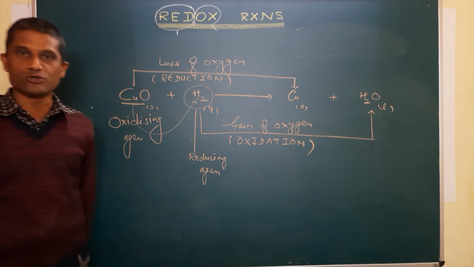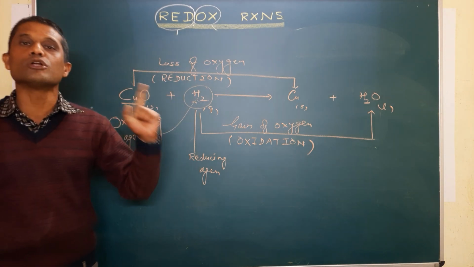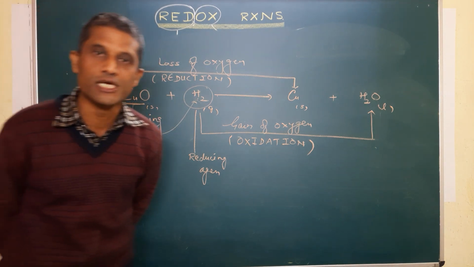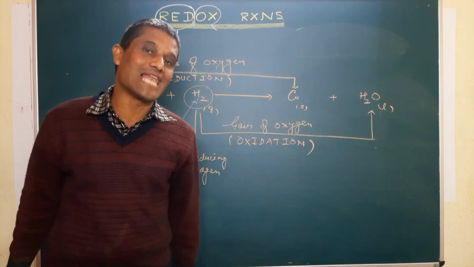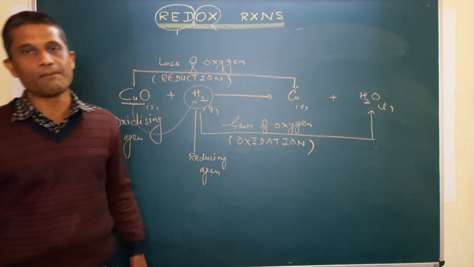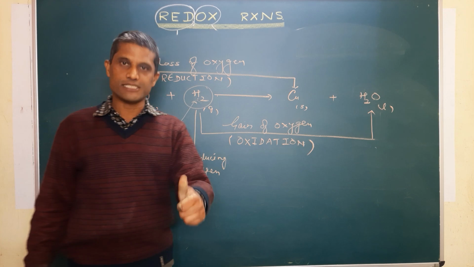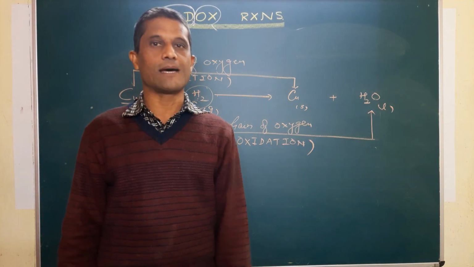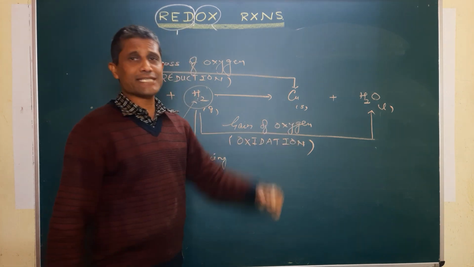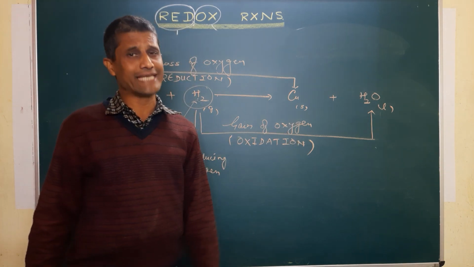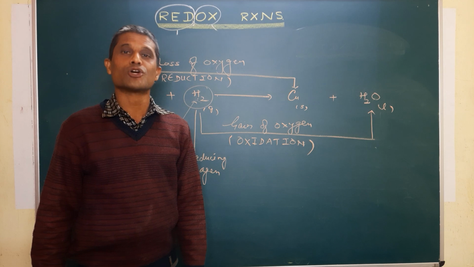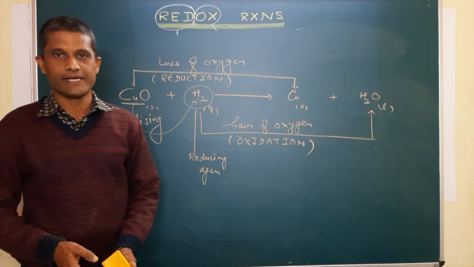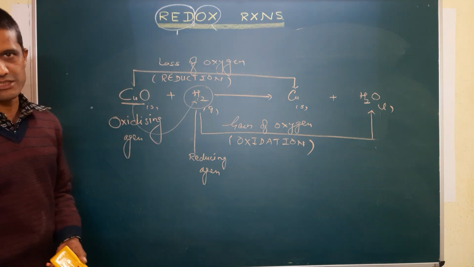So that's all about the redox reaction. We are left with only one definition of oxidation and reduction, which is known as the electronic concept. As I told you at the very opening of this discussion, we are going to take up that definition in the very next video, where we will discuss another type of chemical reaction called displacement reaction. So that's all about redox reactions.